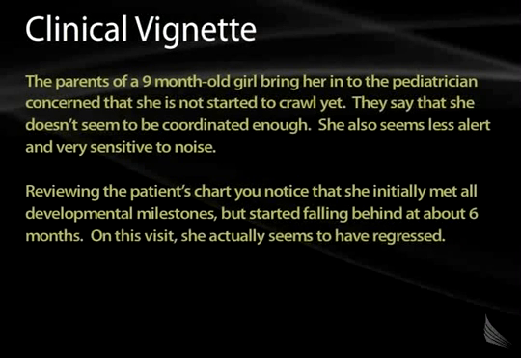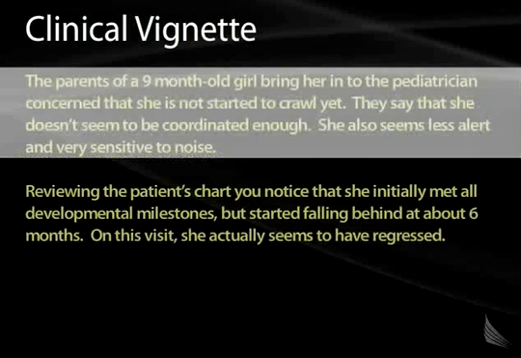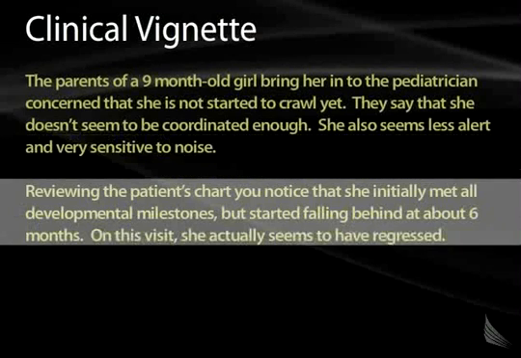We describe that process because it has defects which can cause serious disease, as illustrated in this clinical vignette. The parents of a 9-month-old girl bring her into the pediatrician concerned that she's not starting to crawl yet. They say that she doesn't seem to be coordinated enough. She also seems less alert and very sensitive to noise. When you look at the patient's chart, you notice that she started meeting all her developmental milestones, but about 6 months of age, she started falling behind. And at this visit, she seems to actually have regressed.